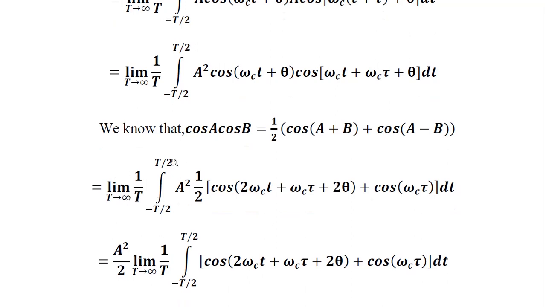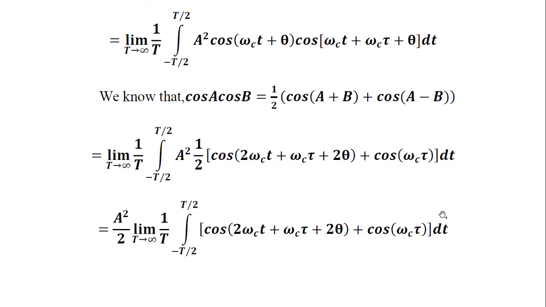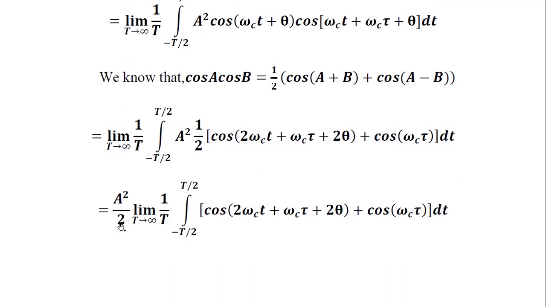So this is equal to, applying the limits as before, A² times 1/2 cos of 2ωc t. We come to the conclusion that ωc t plus ωc t is 2ωc t, plus ωc τ plus 2θ, plus cos ωc τ here. So we go for applying this after doing the addition and subtraction for the entire equation. Finally we get A²/2 taken outside, the limit as T tends to infinity of 1/T, integration between the limits of cos(2ωc t + ωc τ + 2θ) plus cos ωc τ.